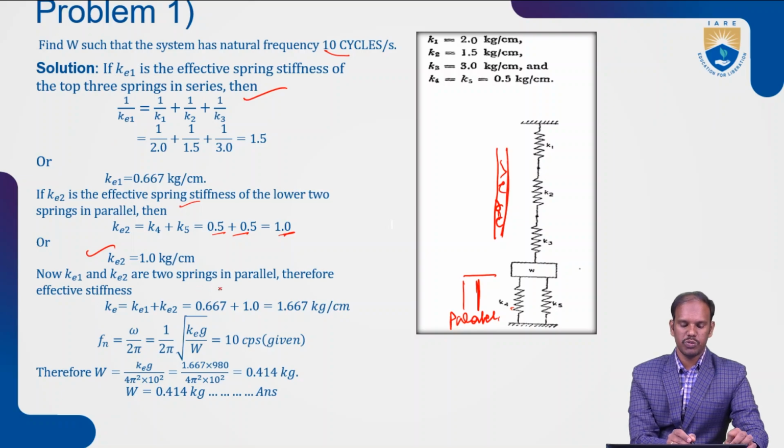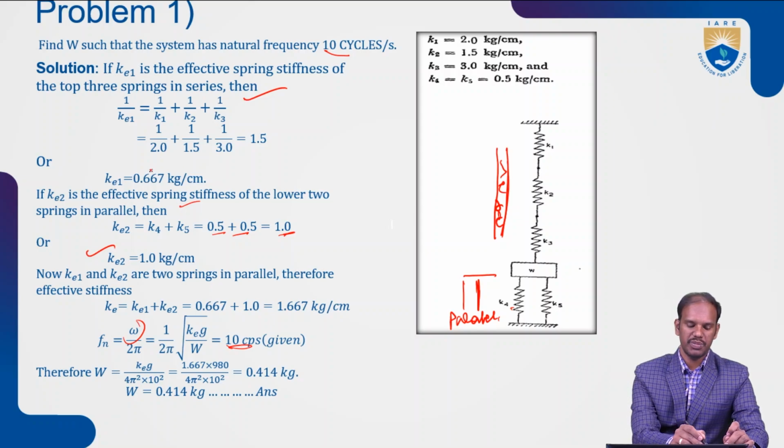The 2 springs are parallel, and therefore the effective stiffness will be 0.0667 plus 0.1, which is 1.67 kg per centimeter square. So natural frequency will be 1 by 2 pi under root of Ke g by W. We can write omega in terms of K by W, which is under this 10 cycles per second given.